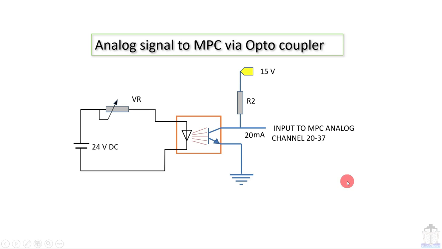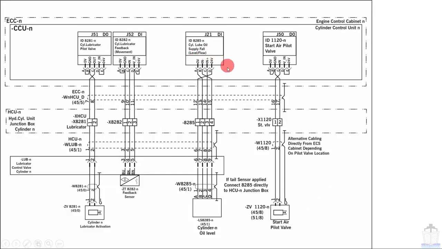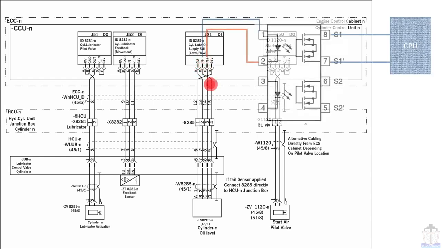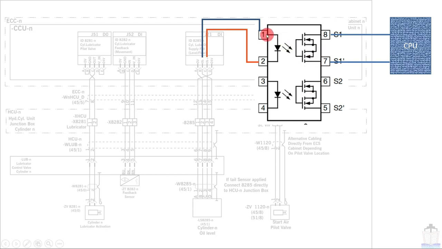Now moving to next, here I will show you in the electrical diagram that how the optocoupler is used. So here you can see that this is a cylinder oil level sensor. It is giving the digital input signal to channel number 21, and this 2 pin which is written in minus and in plus is connected to the optocoupler like this. It is passing through the diode, and hence this terminal output 8 and 7 is connected to the CPU. So if something goes wrong with this system, only this optocoupler will be damaged, my CPU will be saved. So that is the idea behind using galvanic isolation.